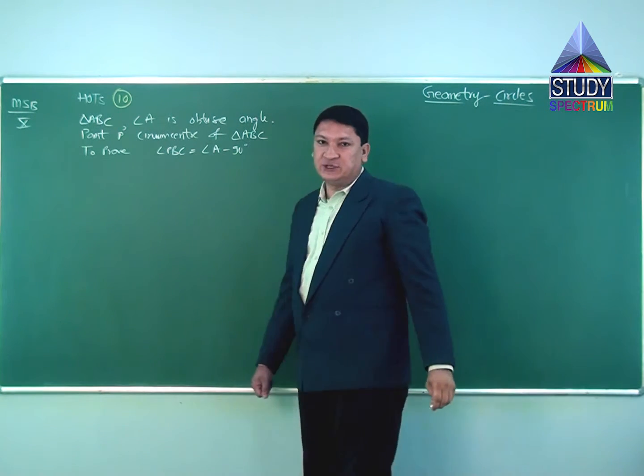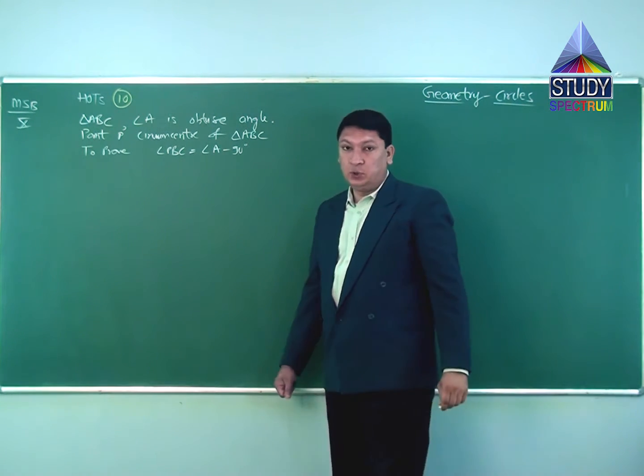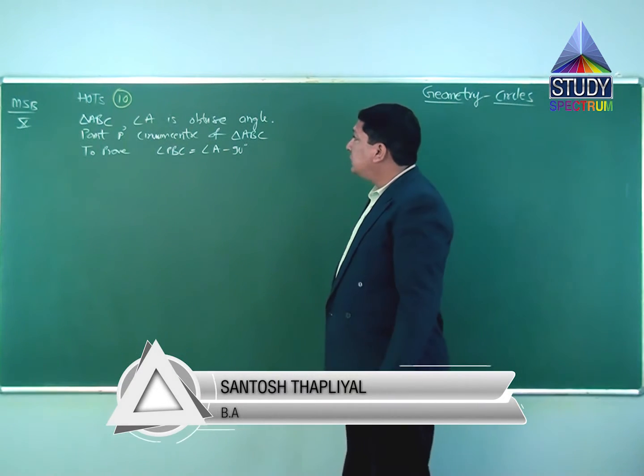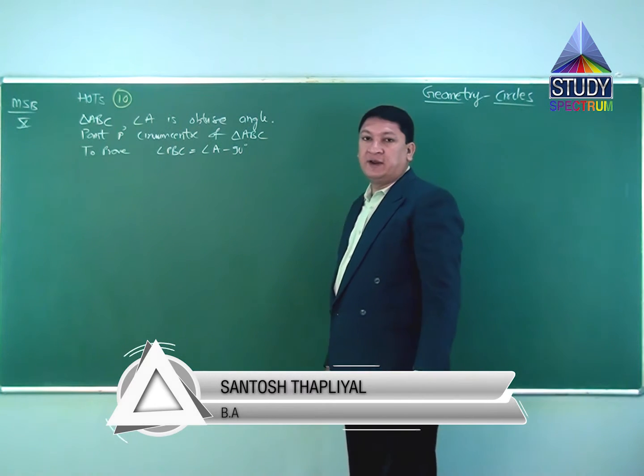But this is in hot section. First, you need to know how to draw the figure. So triangle ABC, angle A is obtuse angle, point P is circumcenter of triangle ABC.